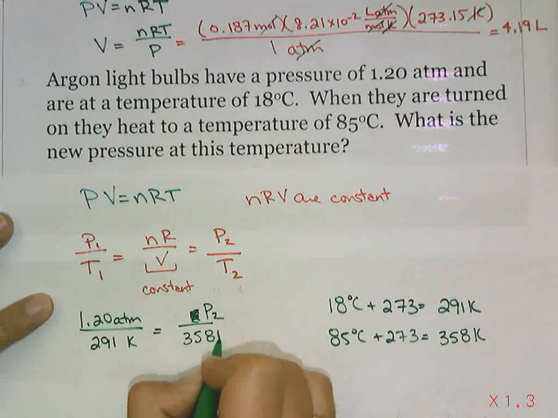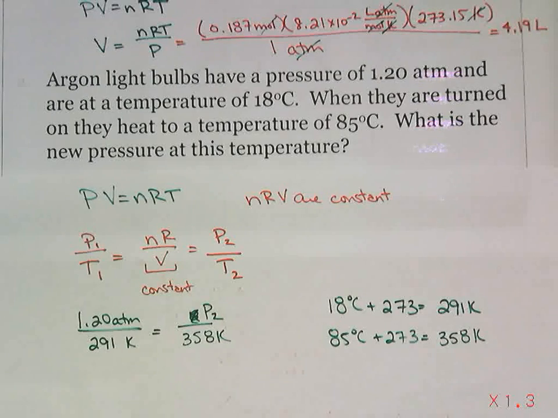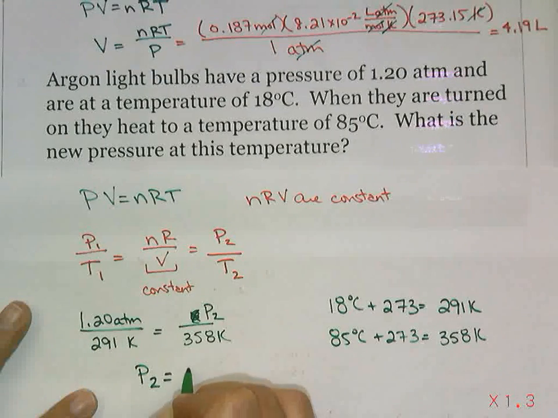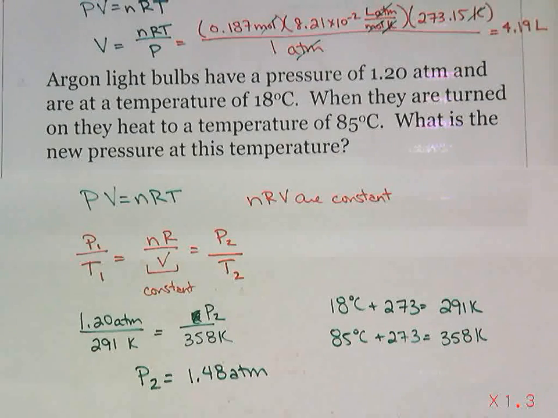All right, so now we have 1.2 divided by 291 times 358. So I can have 3 significant figures, so P2 is now equal to 1.48 atmospheres. So we can use the ideal gas law in a bunch of different ways to solve for things we don't know.